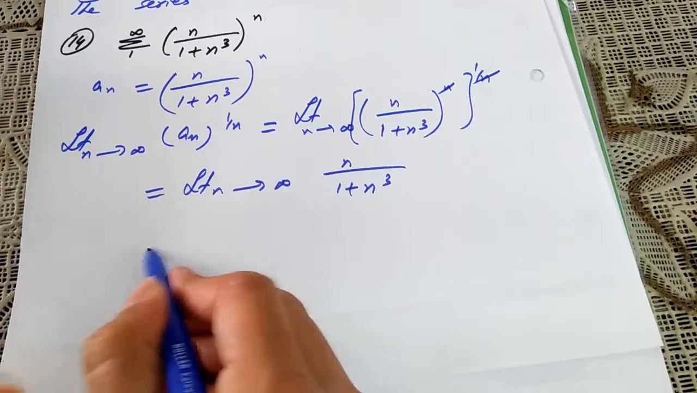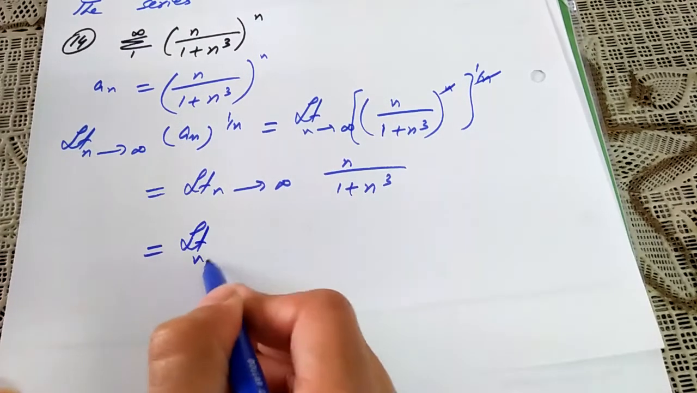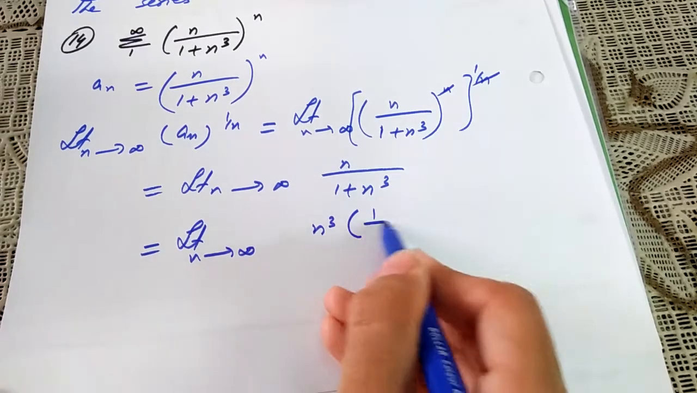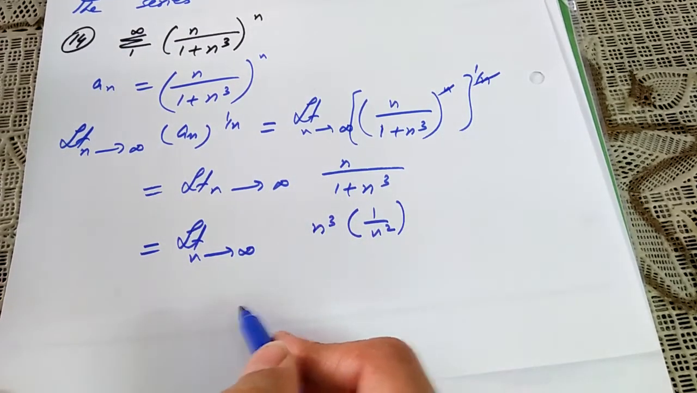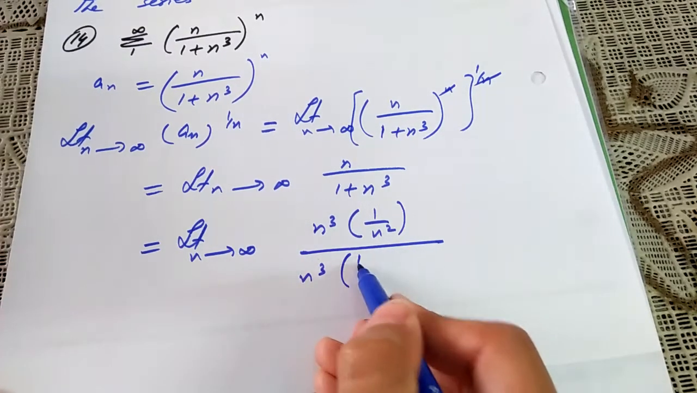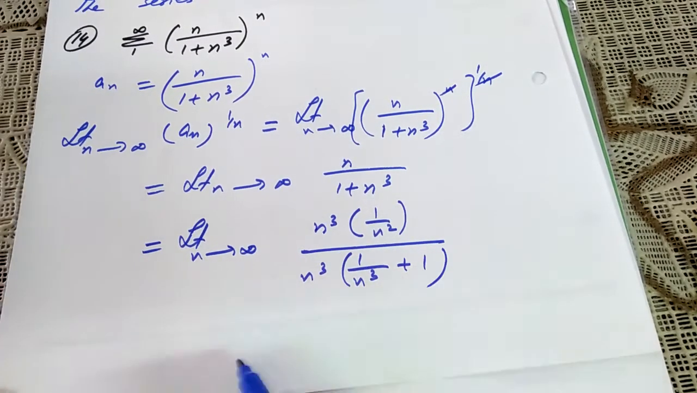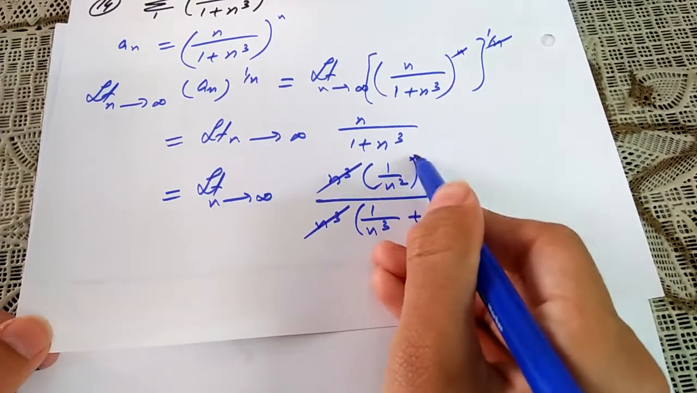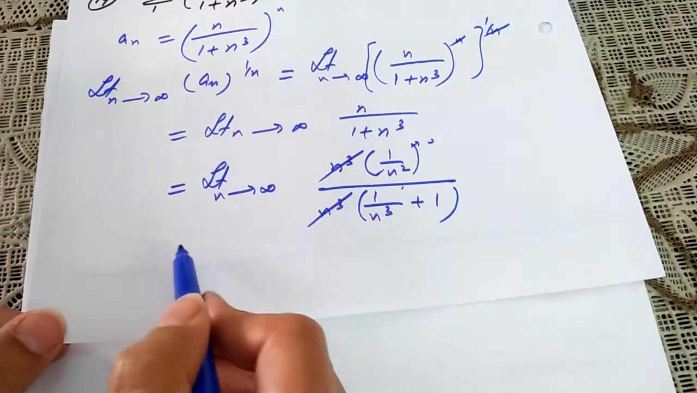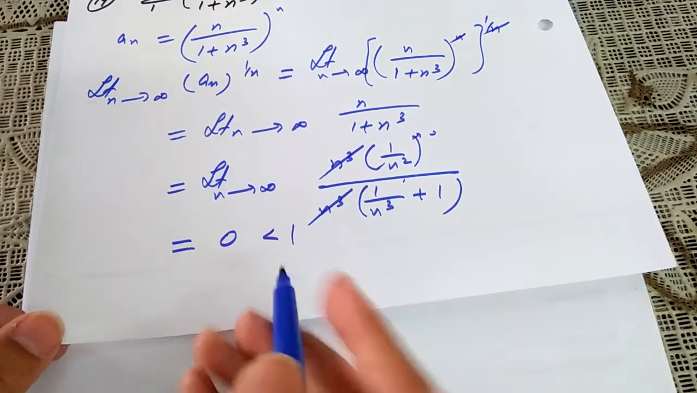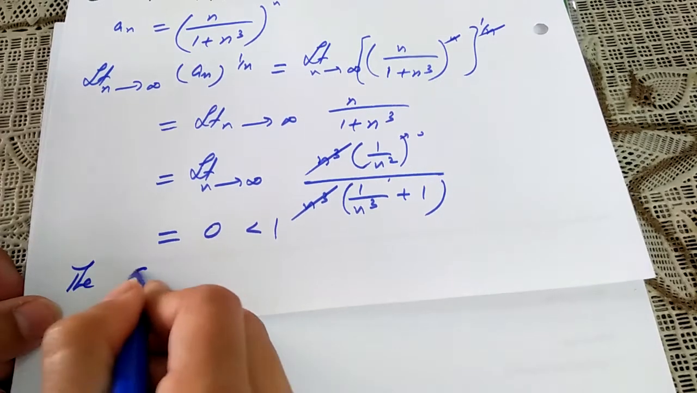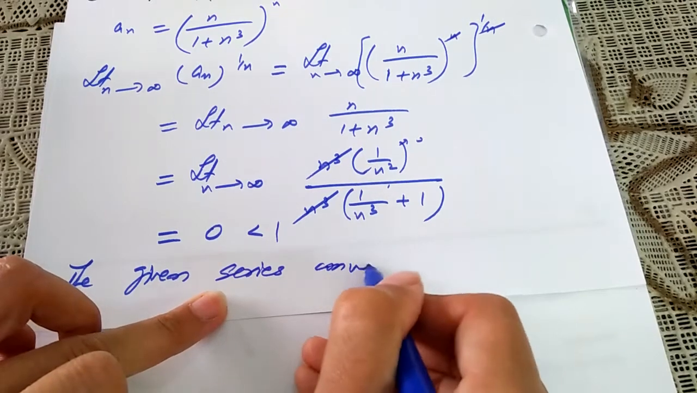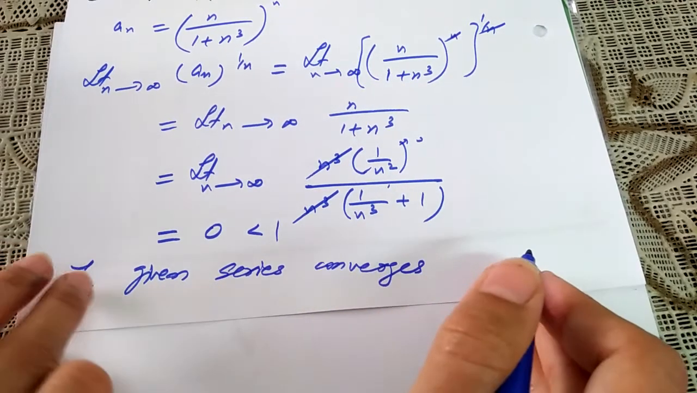Now you need to simplify it. The highest power in the denominator is n cube. Take it common. If you take n cube common from here, you will get 1 over n square, divided by n cube common here, so you will get 1 over n cube plus 1. This n cube and n cube will be cancelled out. Apply the limit as n approaches infinity. This term will go to 0, this term will go to 0, so altogether it will give you 0. And 0 is less than 1, so it means the given series converges by using the Cauchy's root test.